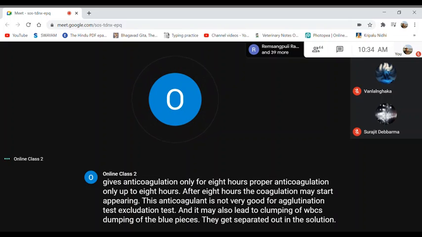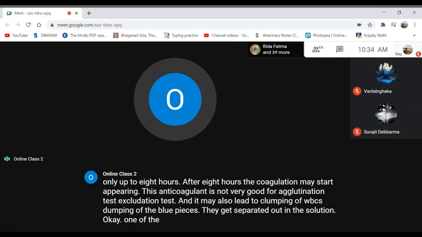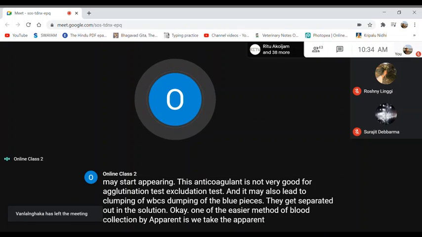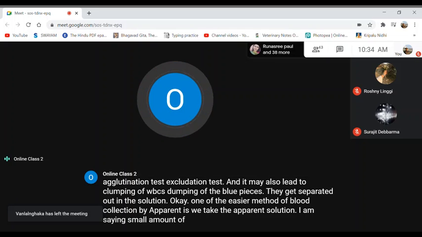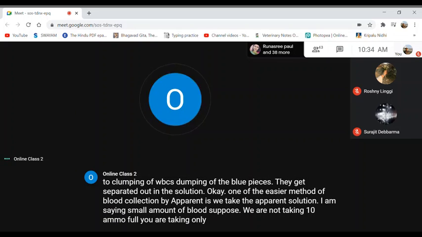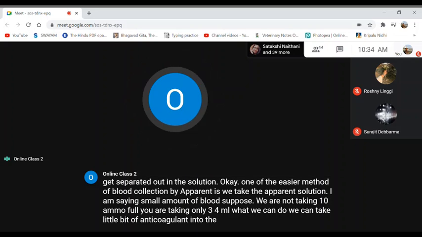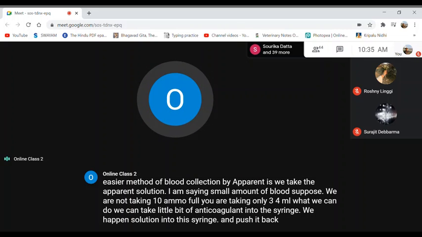One of the easier methods of blood collection with heparin: we take the heparin solution. I'm talking about a small amount of blood. Suppose we are not taking the full 10 ml, we are taking only 3, 4 ml. What we can do is take a little bit of heparin solution into the syringe, and push it back into the vial.